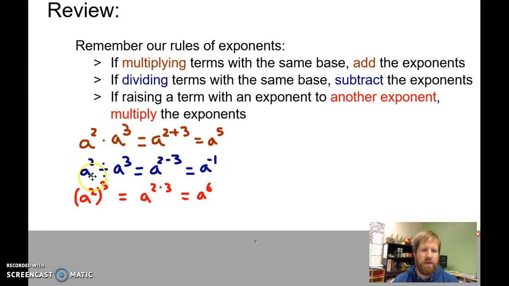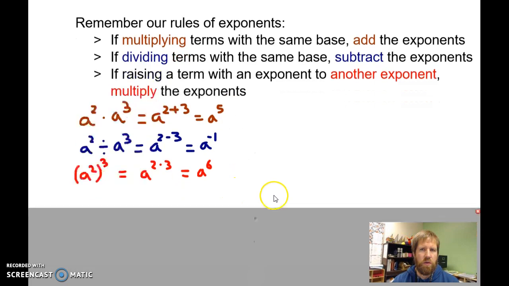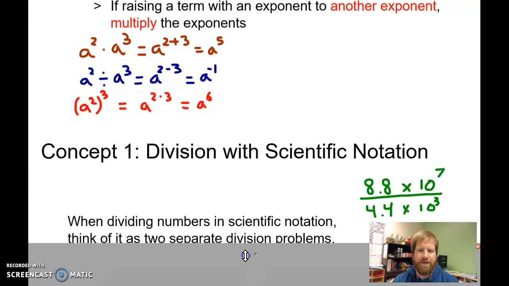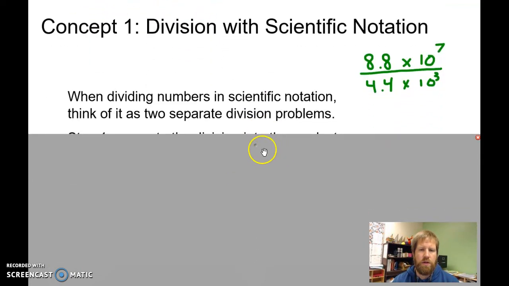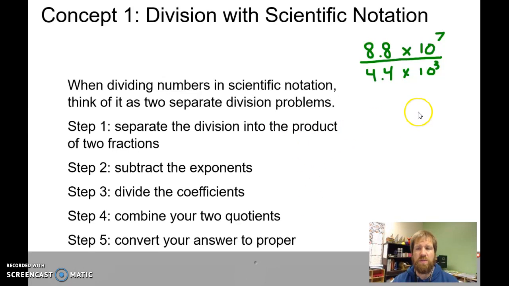Keep in mind that with division, it's very important to keep your placement, right? So not to mix up the order in which your terms are in, otherwise you'll get the wrong answer. And then lastly, we have raising a term to another power or another exponent, and you're going to just multiply those two exponents together to get your answer. Okay? We're going to be using these with our scientific notation to do some division and multiplication of really large and really small numbers.